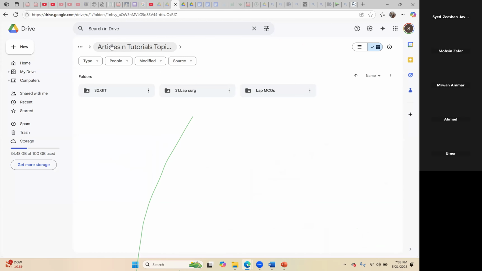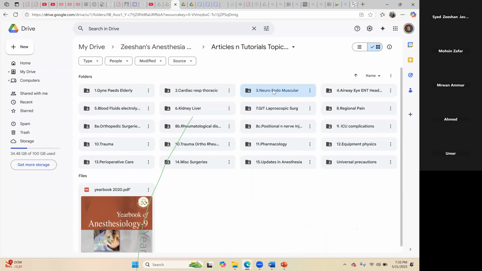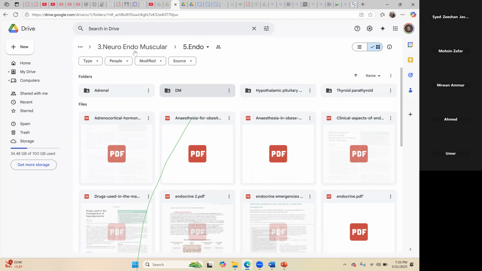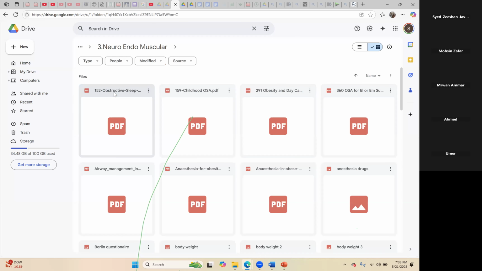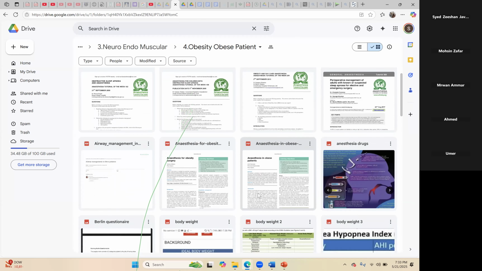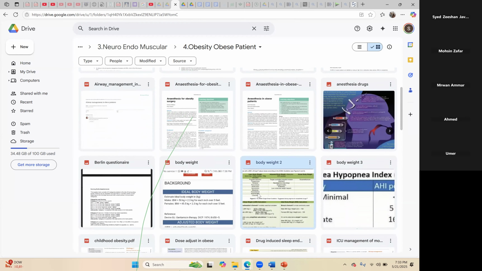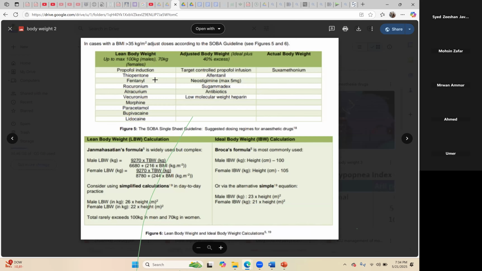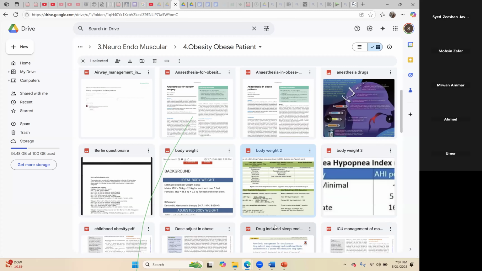For this topic, you will find it here in endo, for obesity. You will find the association with OSA and the drug dosing, like what I was telling you: lean body weight up to 100 kg for males and 70 kg for females, and actual body weight, as I told you, for succinylcholine and maybe some other medications, but usually these are the common ones. This is a difficult formula, but it is ideal body weight plus 15 to 20% of ideal body weight as body fat.